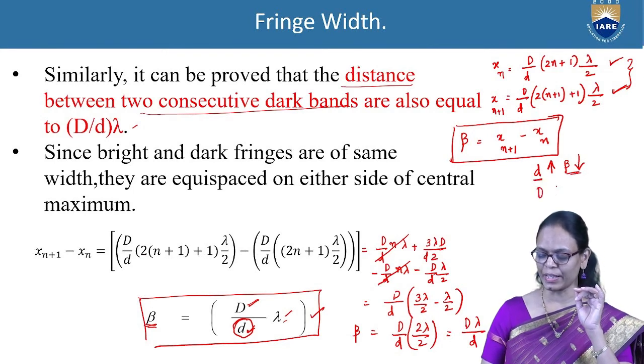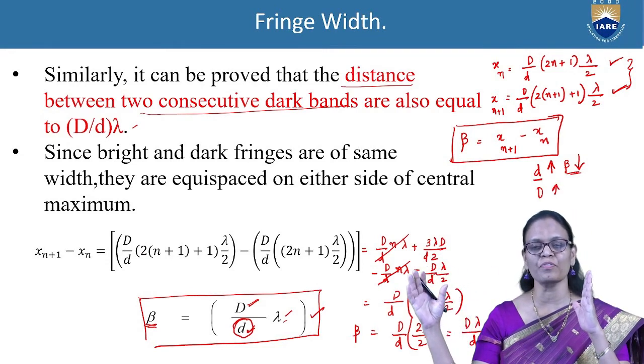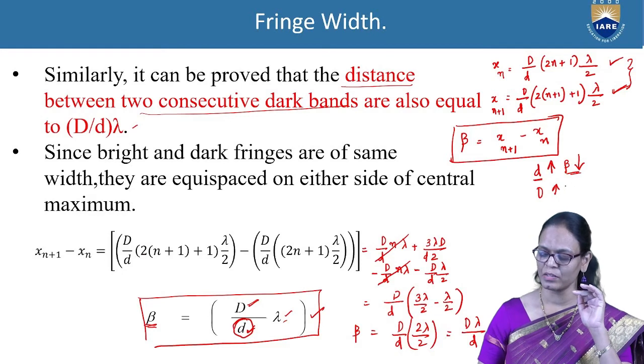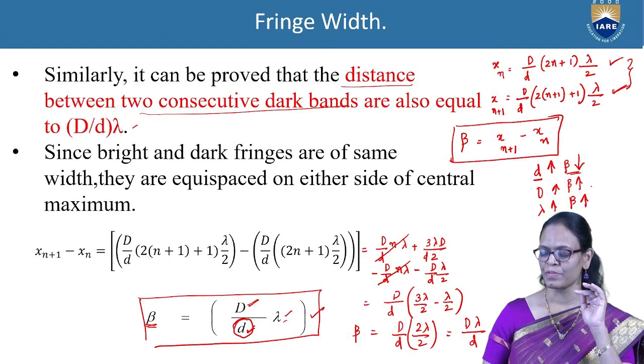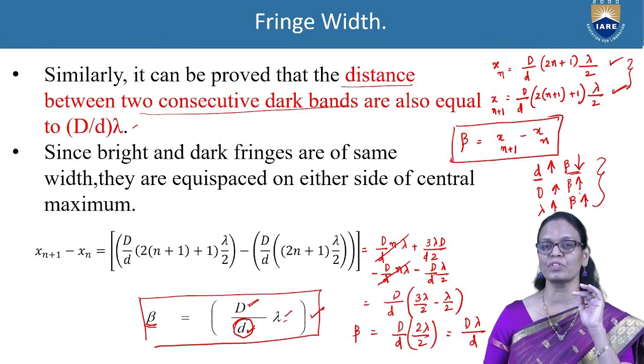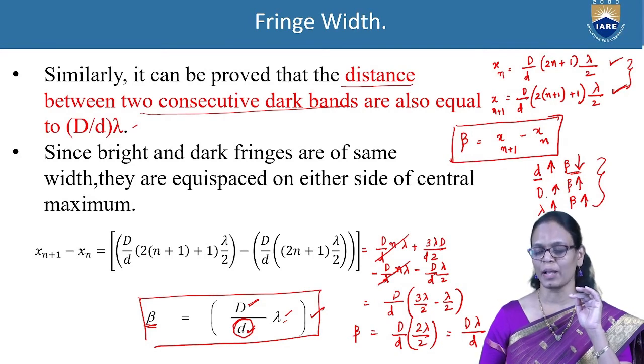And if capital D increases, means you are keeping the screen very far from the slits, then the fringe width will again increase. And if lambda increases, the fringe width increases. So this is the dependence of the fringe width upon lambda, small d and capital D.